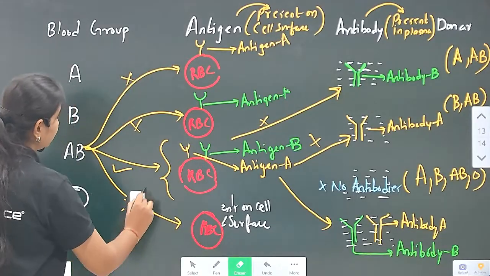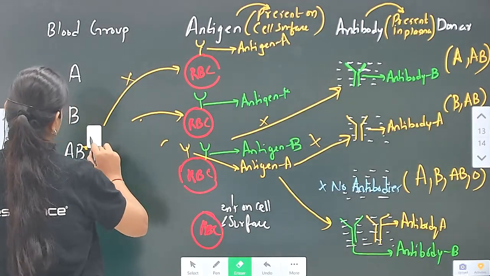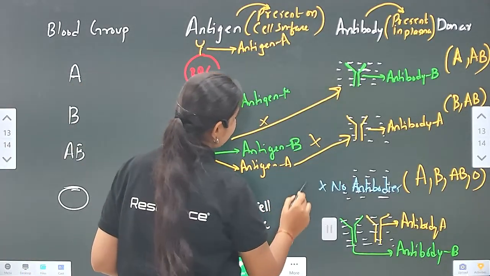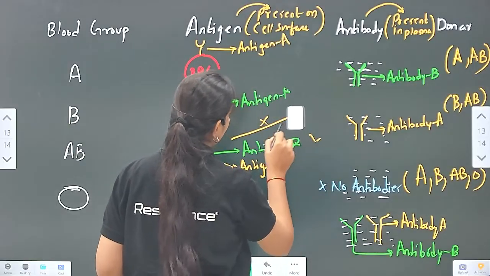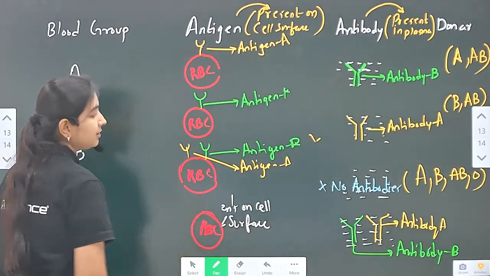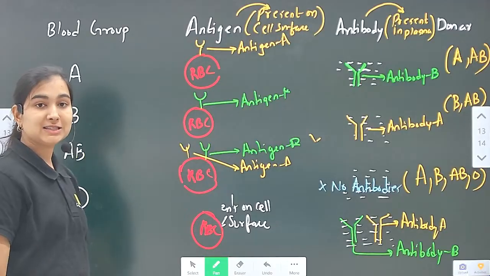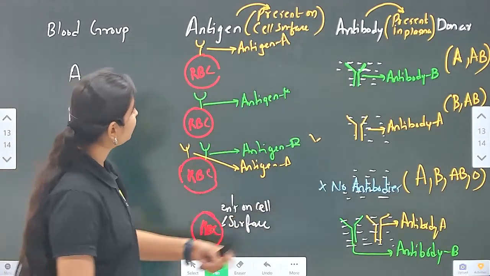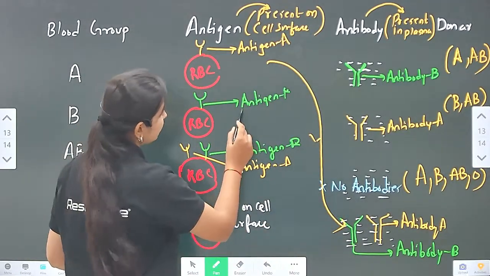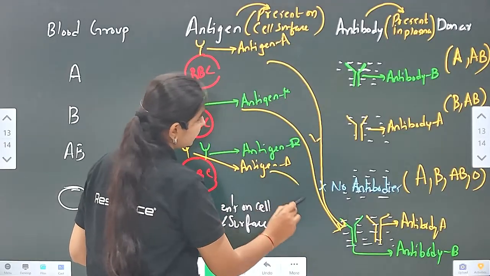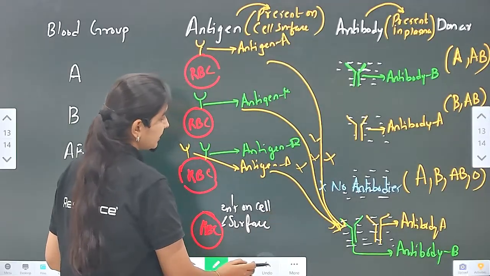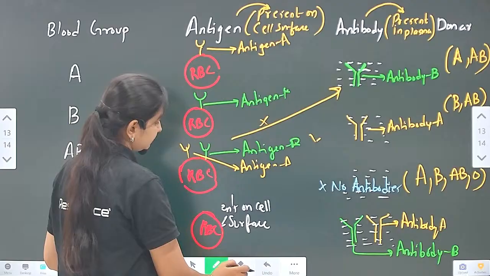Next, moving on to the O part. The O does not have any antigen on the cell surface, but the main thing is that it has antibodies in the plasma. So if A is donating blood to O, they have an antibody, so there would be clumping. If B is there, again there would be clumping. If AB is there, again there would be clumping. So O can donate blood only to itself.